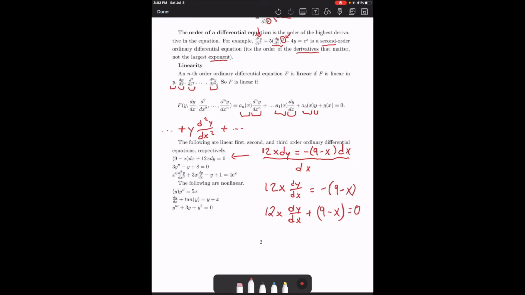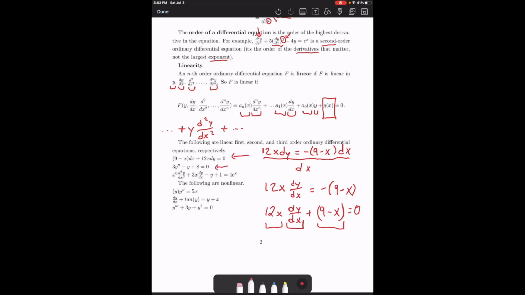So what we've done here now is we have dy dx, and it is multiplied by some function of x. That's good. And we have some function of x here not being multiplied by any y at all, but that's fine because that's what this g of x represents in our definition of linearity. There can always be some function of x left over that is added on. So this is clearly linear. And it's first order because we've only taken the derivative of y once.